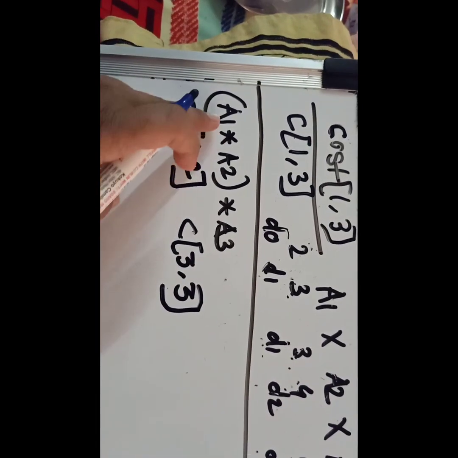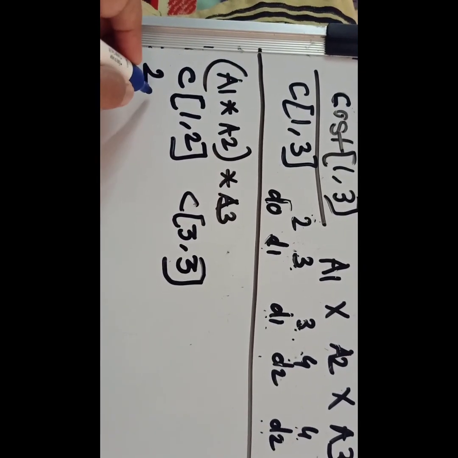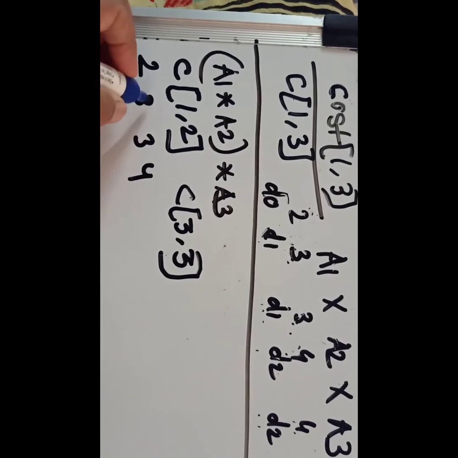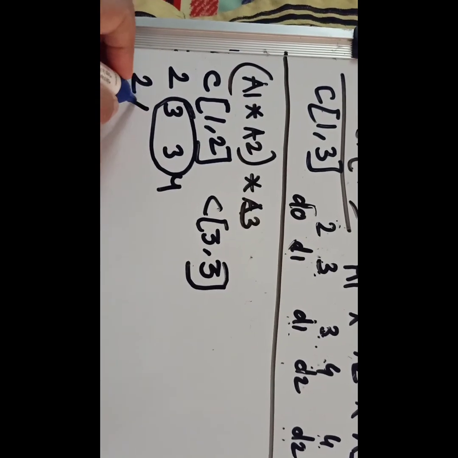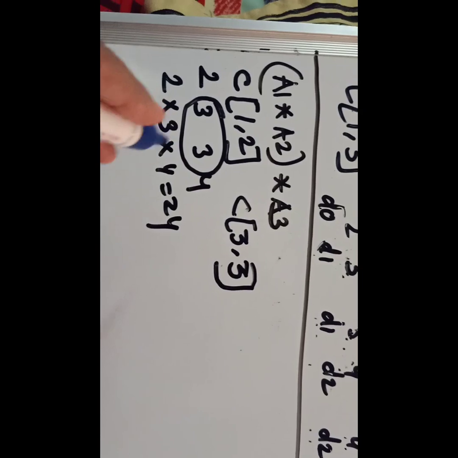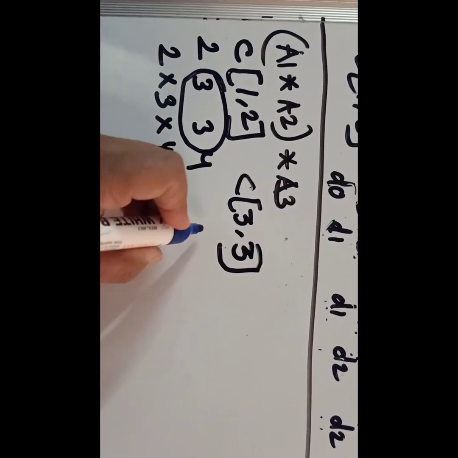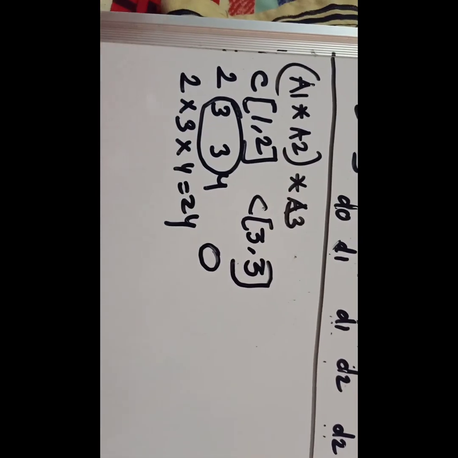We have already solved A1 and A2. How you will solve A1 and A2? A1 is 2, 3 and A2 is 3, 4. So we will take this 3 as common and we are getting 2 into 3 into 4 equals 24. So can I say that C of 1, 2 is 24? And what is this C of 3, 3? It is 0 because only one matrix A3 is there.